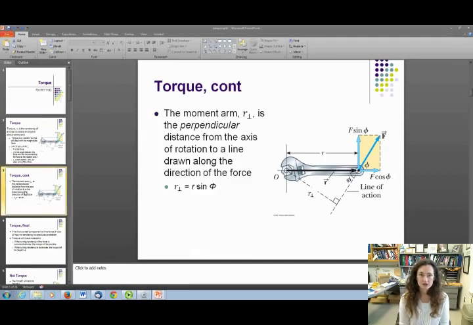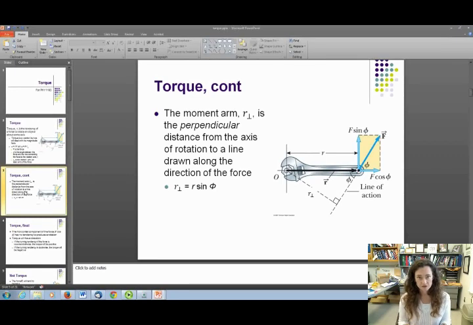Now, you might have experienced, let's use the example of opening a door, okay? So the rotation axis for a door is the side where the hinges are connected. So there's three things that can affect how easy it is to open the door. How hard you push, okay? The distance from the axis of rotation, you've probably noticed that it's a lot easier to open the door the further you push from the axis of rotation, and also the angle at which you apply the force.